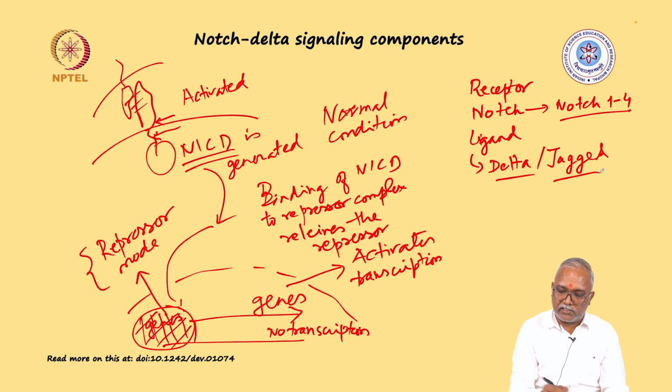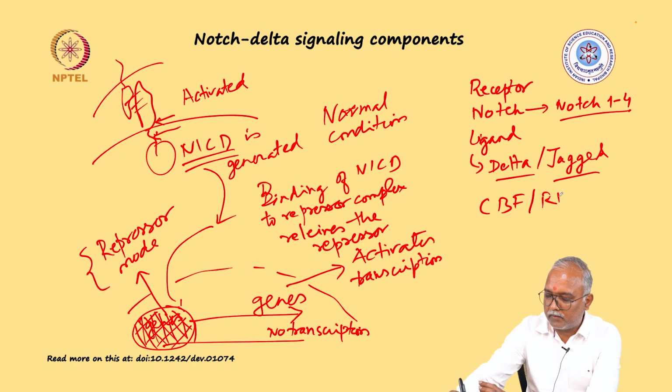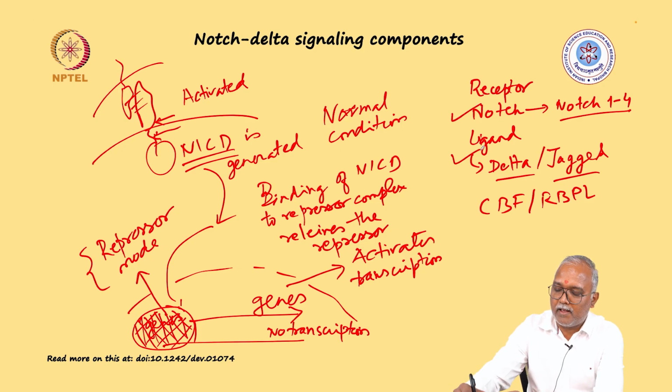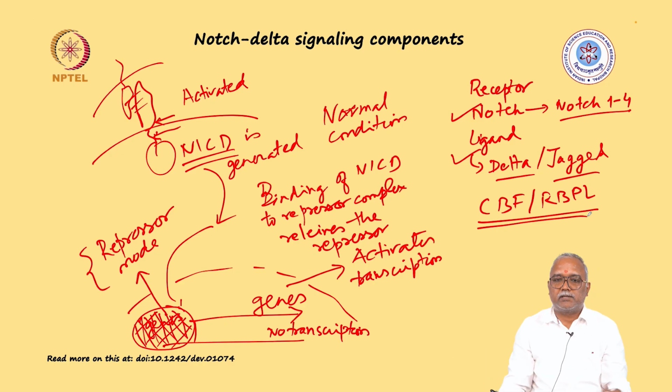And basically what happens inside, the complexes which serve as inhibitory or repressor in the beginning and turn into an activation mode are also present over there, and some of them are like CBF and RBPJ kind of molecules. So basically you have two components, receptor and ligand, and then there is a machinery inside the nucleus which is in the repressor mode, but signaling and the availability of NICD in the nucleus turns it on into an active mode.